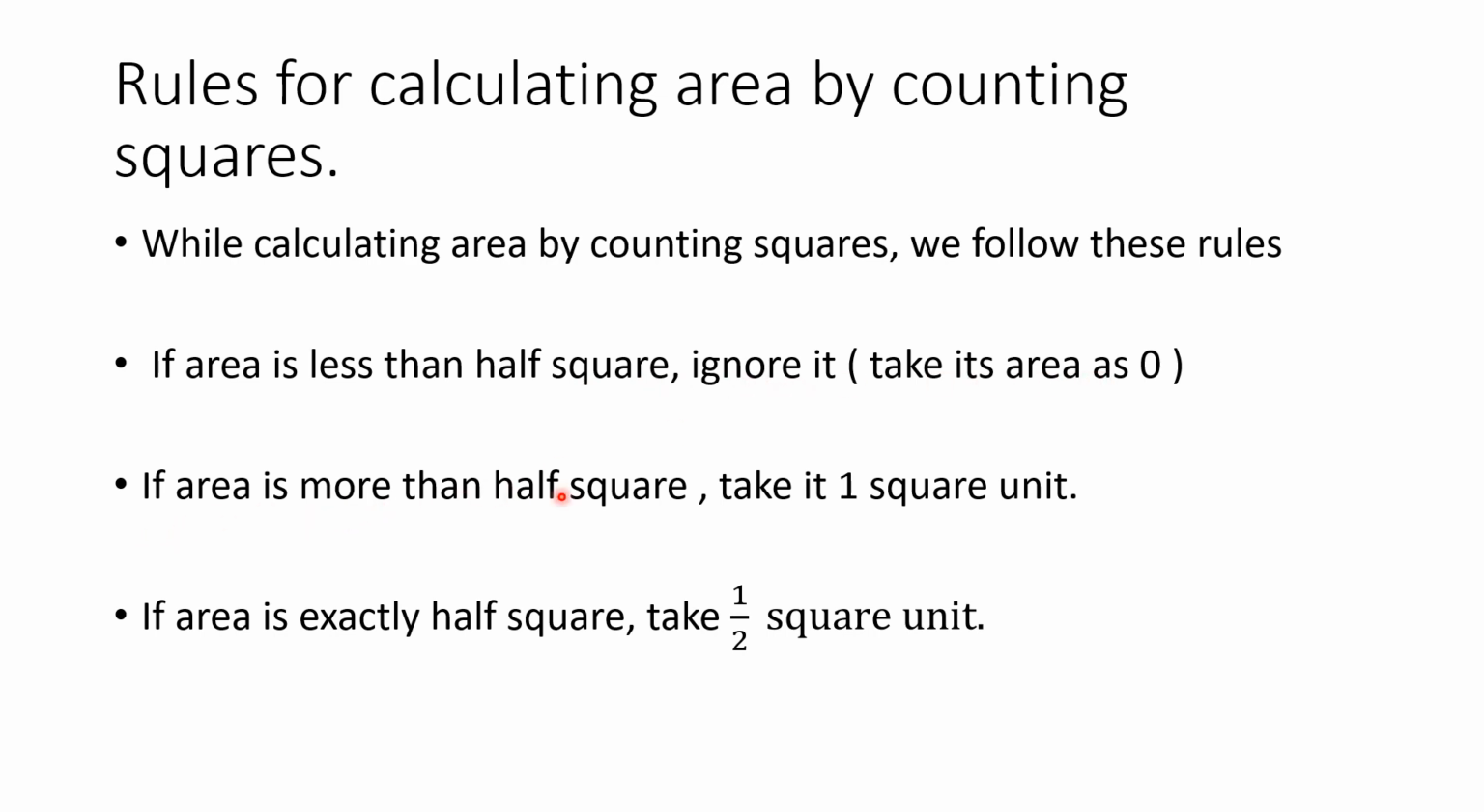If area is more than half square, take it as 1 square unit. If area is exactly half square, take half square unit. Clear? So more than half, you have to take it as 1. If it is exactly half square, you have to take half square unit. And if it is less than half square, you have to ignore it. The area is 0. Okay?